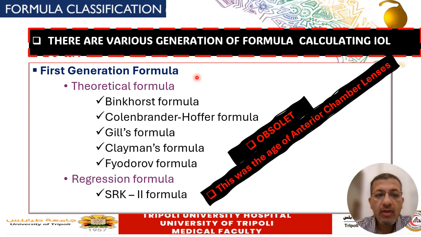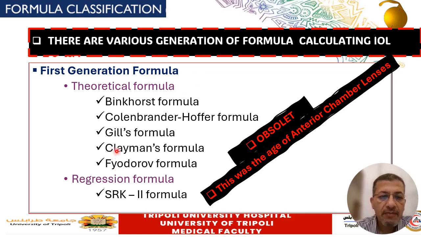and all of them are theoretical formulas. When I say theoretical, it means that it is just based on mathematical calculations of the effective lens position. And as I explained before, the main important variable that determines the power of the lens is the location where this lens is placed inside the eye, which is known as the effective lens position.